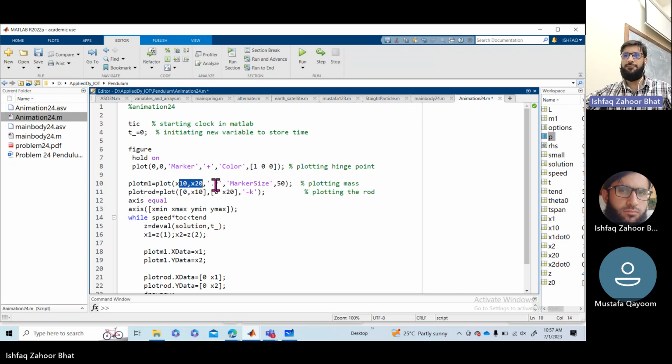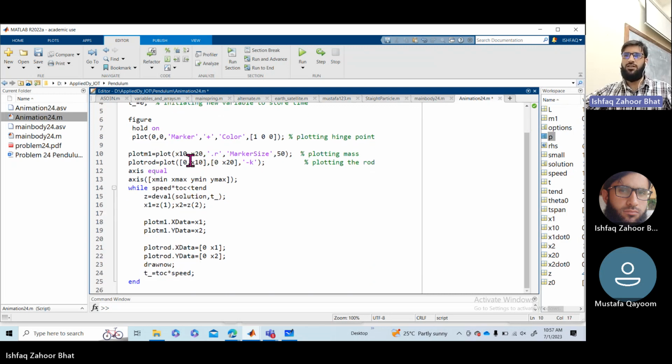As the time lapses, this position will change. So we need to update these coordinates, that is x1 and x2. How will we do that? It goes like this. We use a while loop.